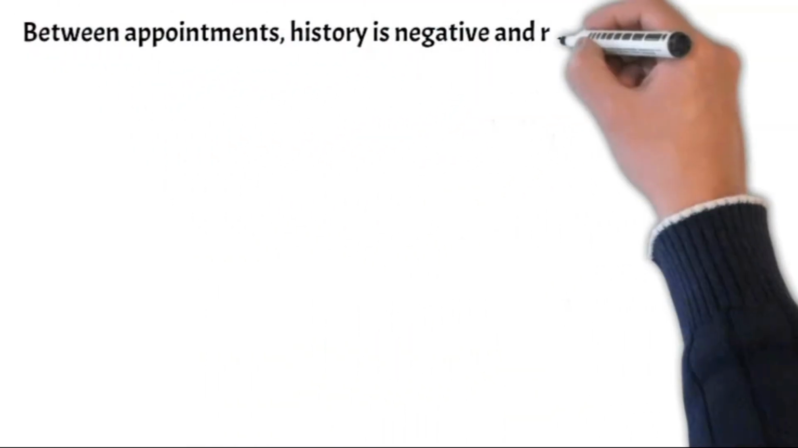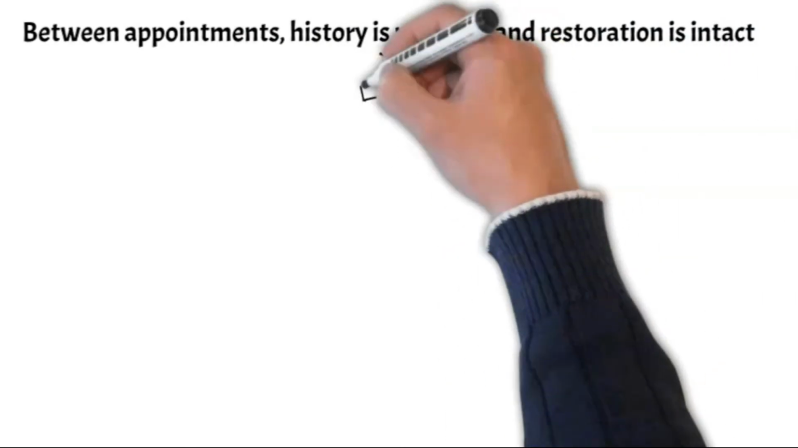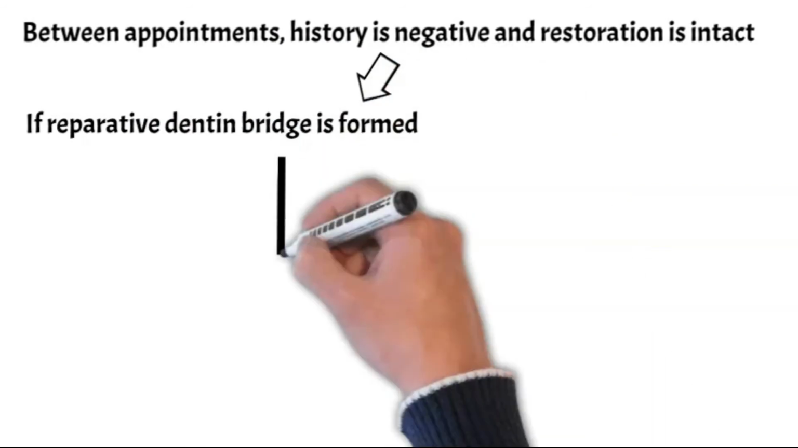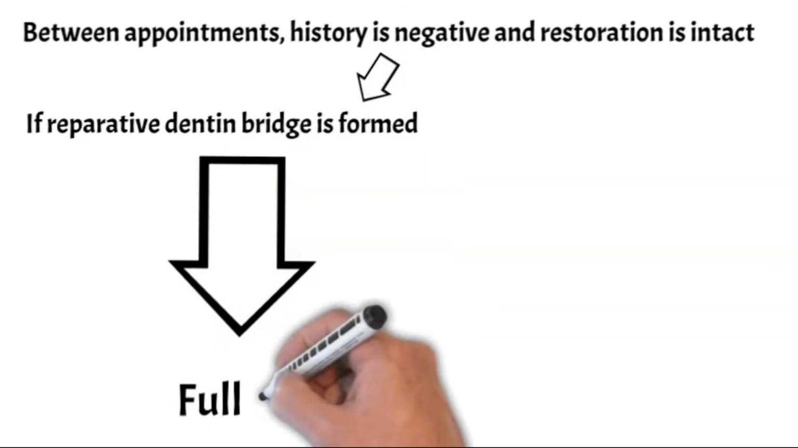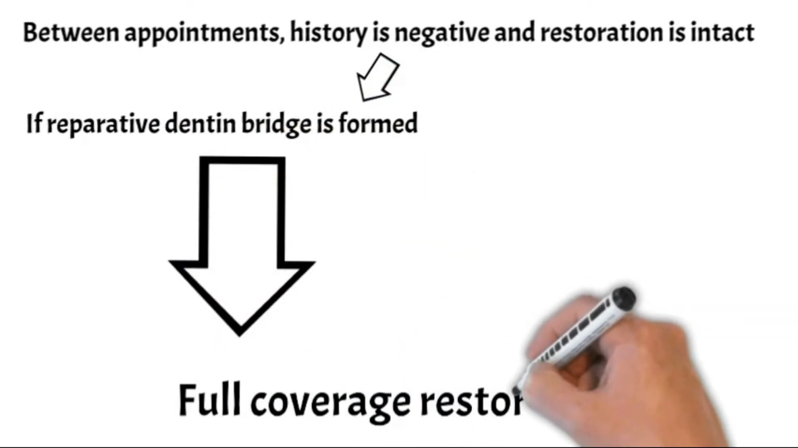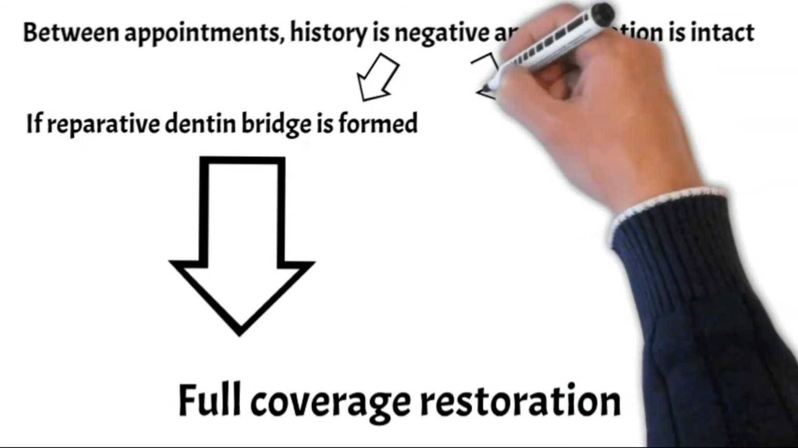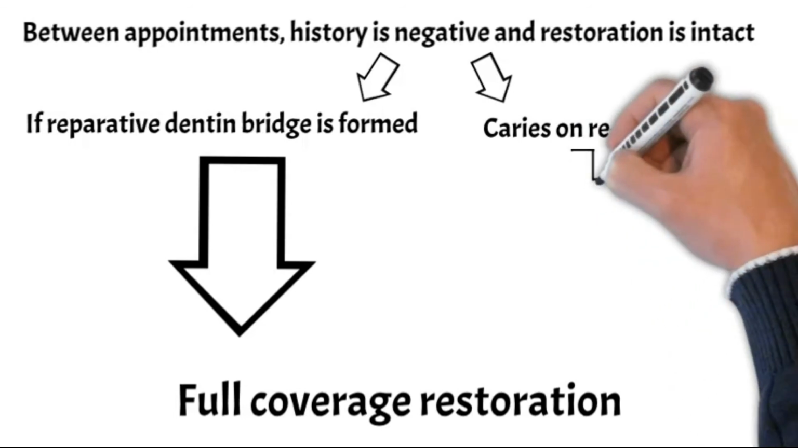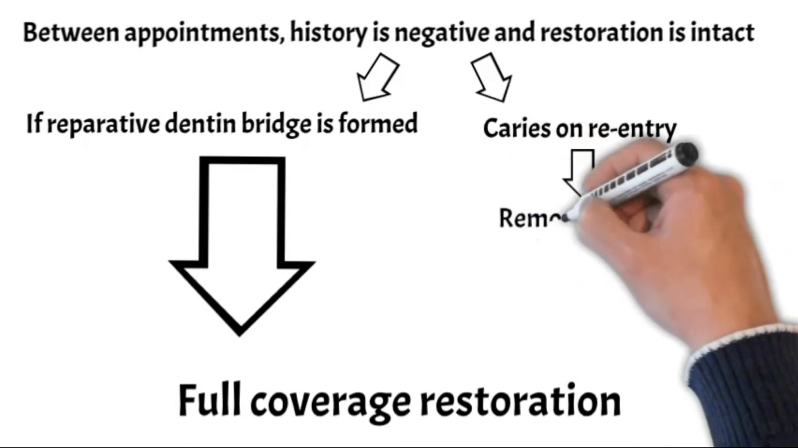The second appointment is given after 6 to 8 weeks. You must make sure to check that between the appointment, the history is negative and temporary restoration is intact. If a reparative dentine bridge is formed, which you can evaluate clinically and radiographically, you can go in for a full coverage restoration. However, if there is some amount of caries on re-entry, you need to carefully remove the caries, which will have become dried out, flaky, and it can be easily removed.